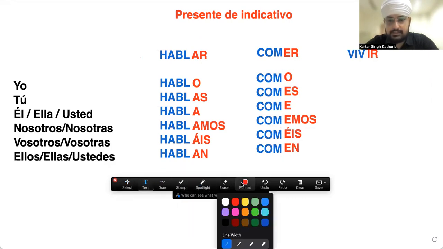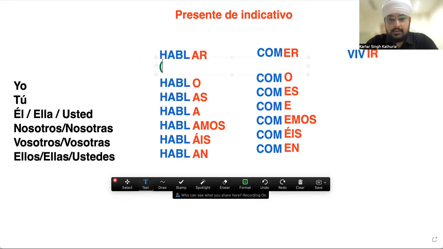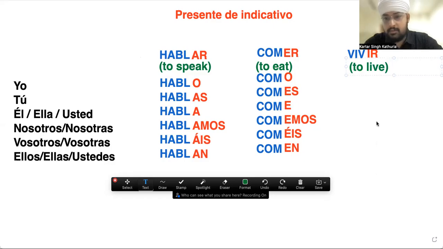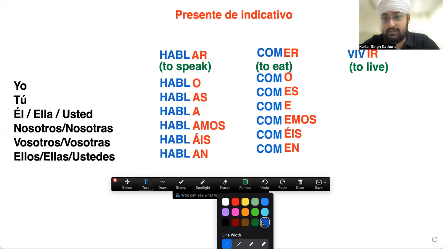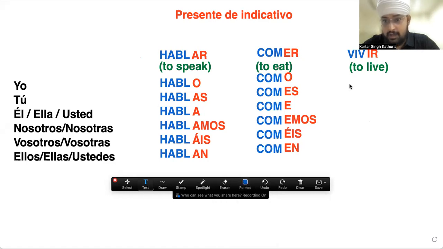I'll also write down the meaning of these verbs. Hablar means speak. Comer, eat, vivir, live. Entonces, so the next verb we have is vivir, to live. Like I will repeat, we are talking about regular verbs. So the stem also remains the same, and the endings. The good thing is that these verbs have the same endings.